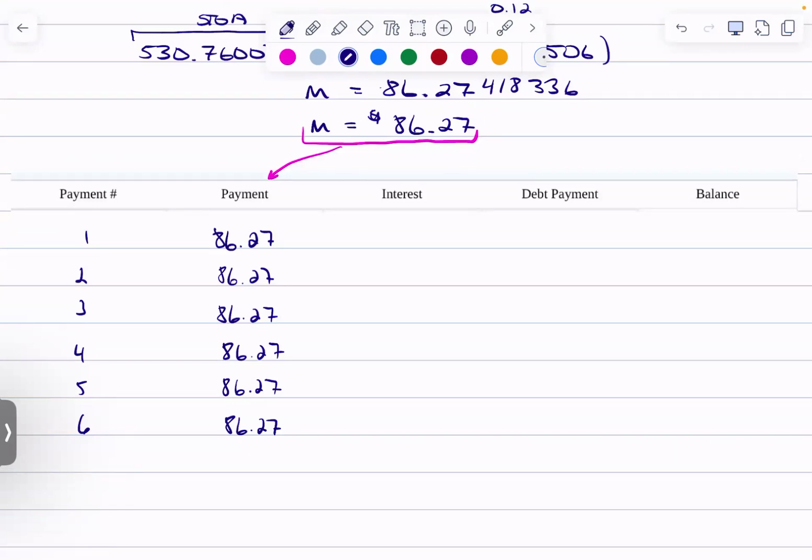But what we're going to see is that in the beginning, some of it is going towards paying off the interest. But as we move through our payments and reduce the amount owing, then we need to pay less interest. And then we shift towards paying off our debt, or paying off our principal.